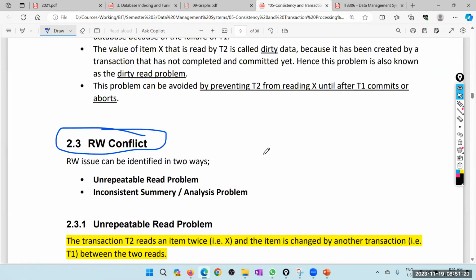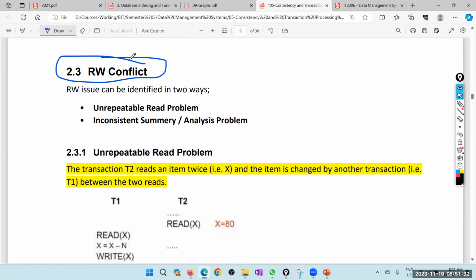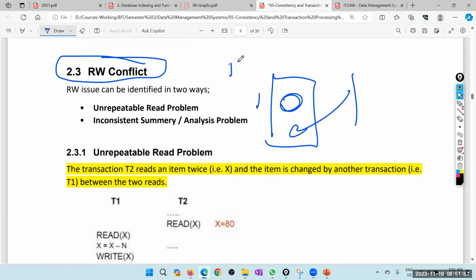Right. So the next possible conflict is the read-write conflict. So this is different. Earlier it was write-read, the dirty read. So this is read-write. The read-write conflict is where the first transaction reads something and then the second transaction writes the same thing. So transaction 1 has read X. Say originally X is 100. After transaction 1 reads it, transaction 2 updates X to something else, maybe 200.